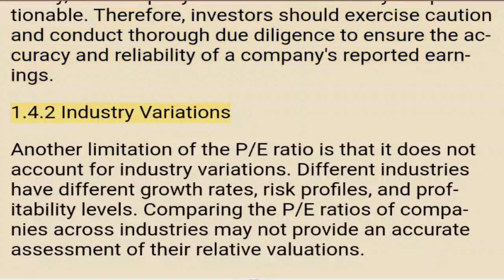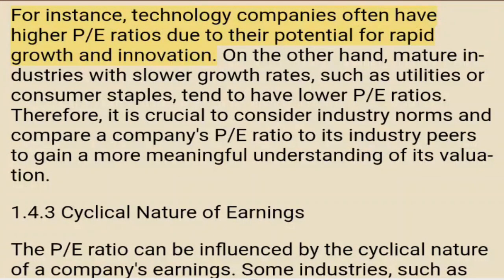1.4.2 Industry variations. Another limitation of the P/E ratio is that it does not account for industry variations. Different industries have different growth rates, risk profiles, and profitability levels. Comparing the P/E ratios of companies across industries may not provide an accurate assessment of their relative valuations. For instance, technology companies often have higher P/E ratios due to their potential for rapid growth and innovation. On the other hand, mature industries with slower growth rates, such as utilities or consumer staples, tend to have lower P/E ratios. Therefore, it is crucial to consider industry norms and compare a company's P/E ratio to its industry peers to gain a more meaningful understanding of its valuation.